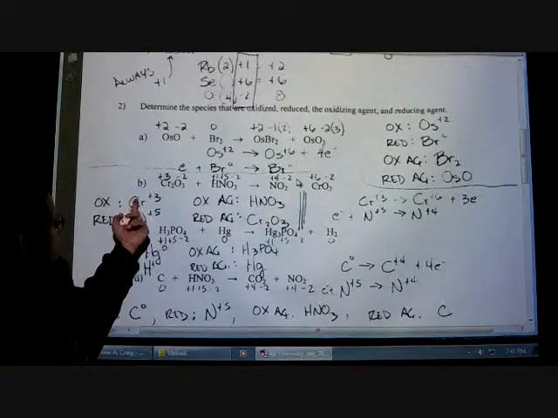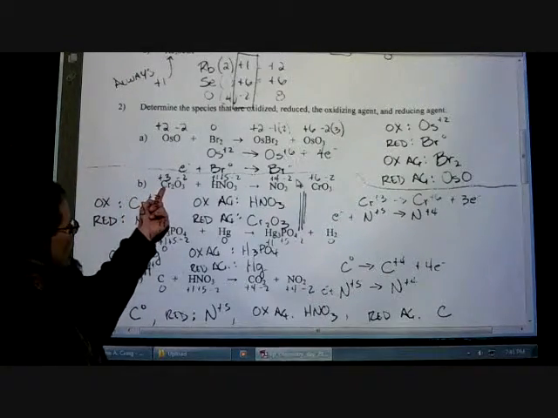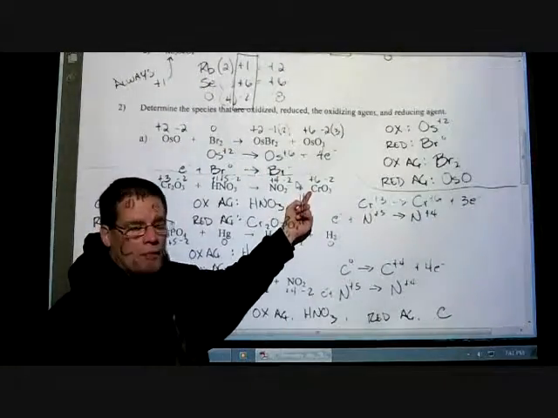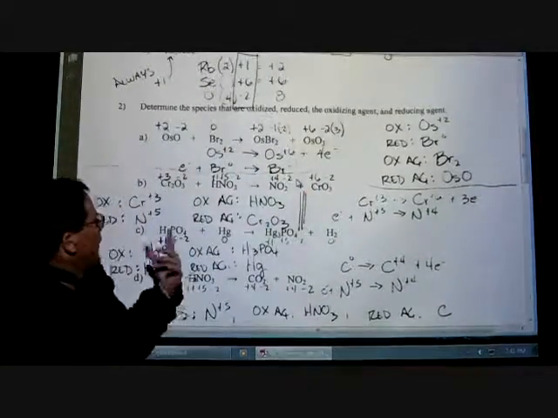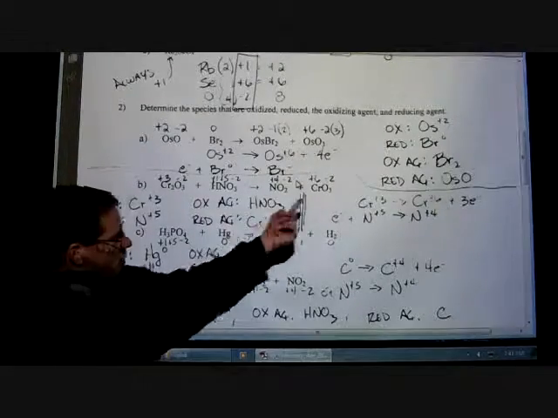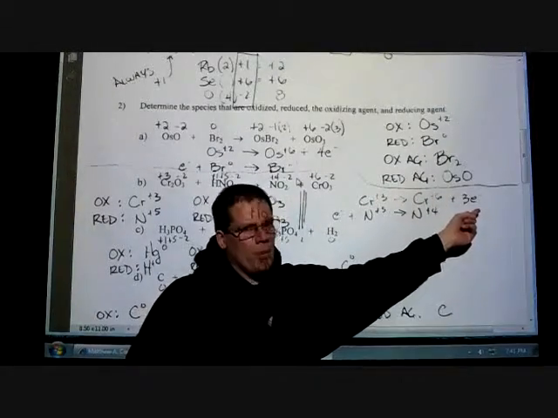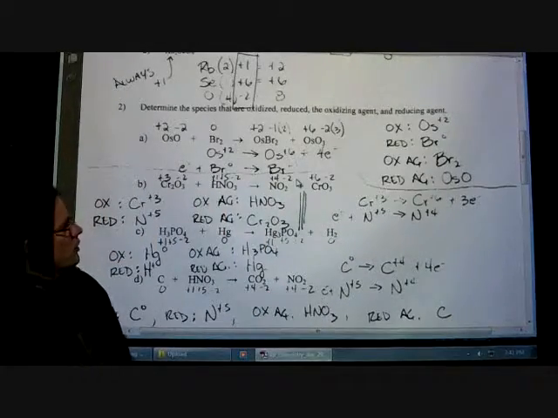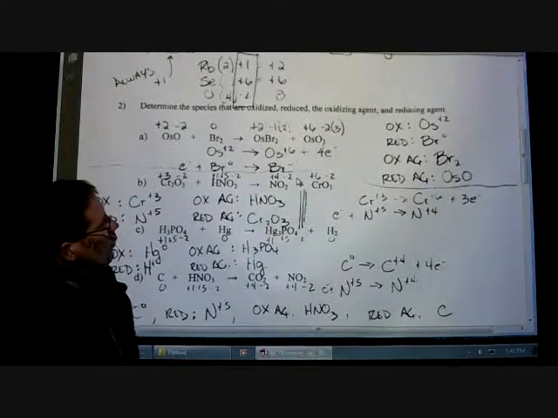All right, part B, we got chromium that has a +3 charge, going to chromium with a +6, becoming more positive. That means it's losing electrons. If you need to show the half reaction, you may. You're gonna have plenty of time to do this quiz. So losing electrons is oxidized. That's what the thing at the top of the review sheet says.